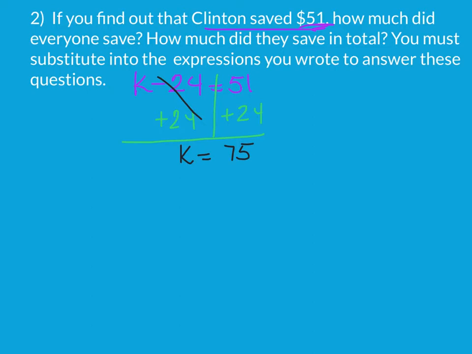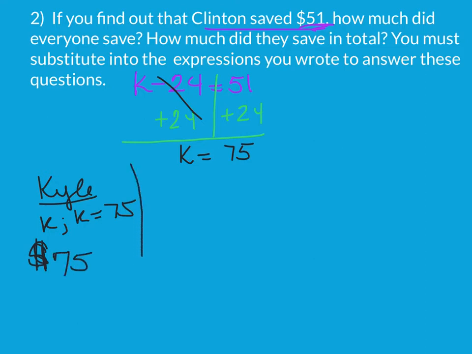Okay, so now let's take a look at this. We've got Kyle. The expression for Kyle is k, and we now know that k equals 75. Simple substitution, Kyle saved $75.